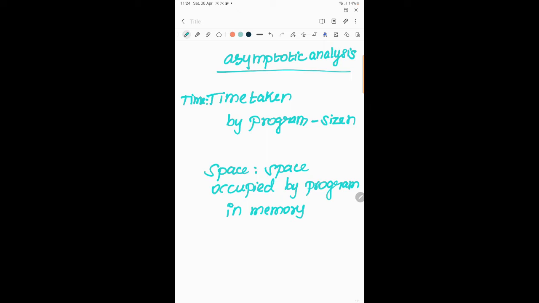Before even writing the program, we could guess the time complexity of the program from the function, the code snippet, or the algorithm. Space complexity is the space occupied by a program in memory in terms of its input size during the execution of the program.